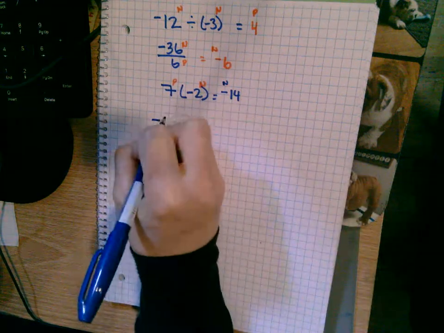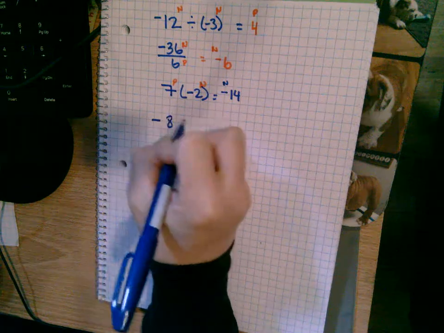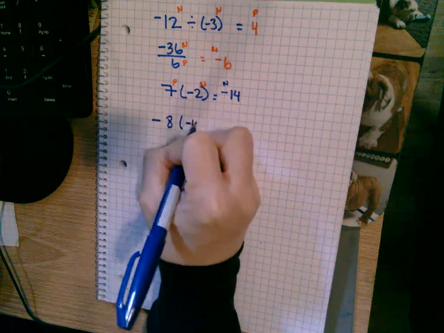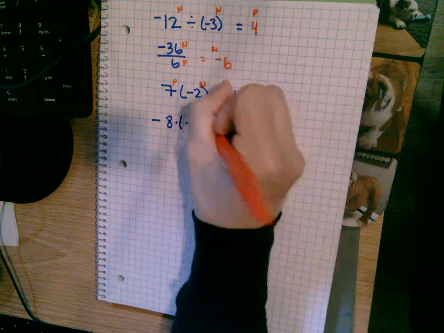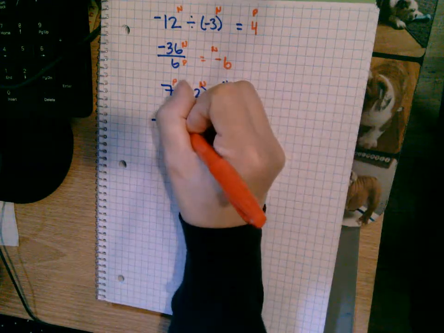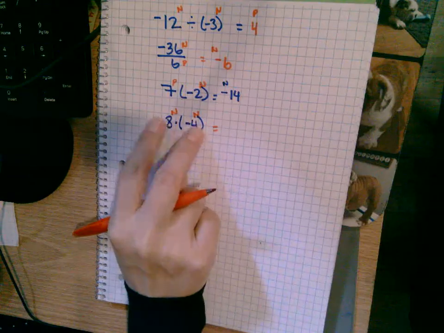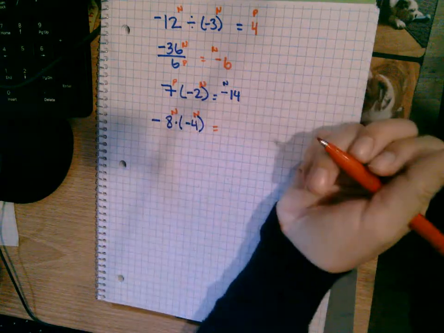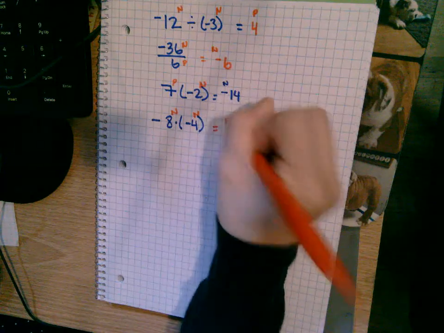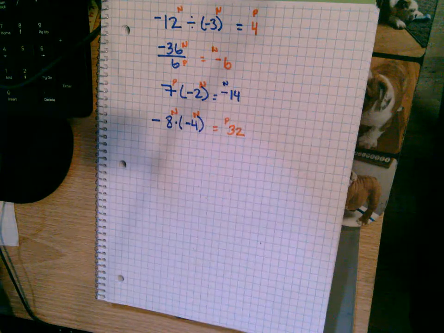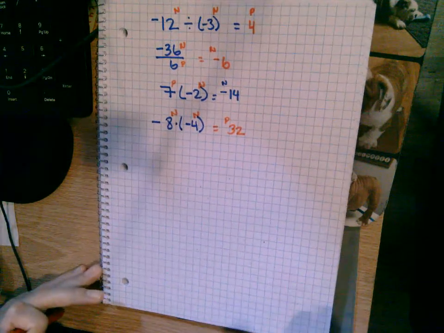If I have negative 8 times negative 4, remember there's an invisible dot right there that you can't see, but it's there. Okay, so this one's a negative, this one's a negative, so they're both negative. If they're both negative, you're going to get a positive answer. So it's positive 32.